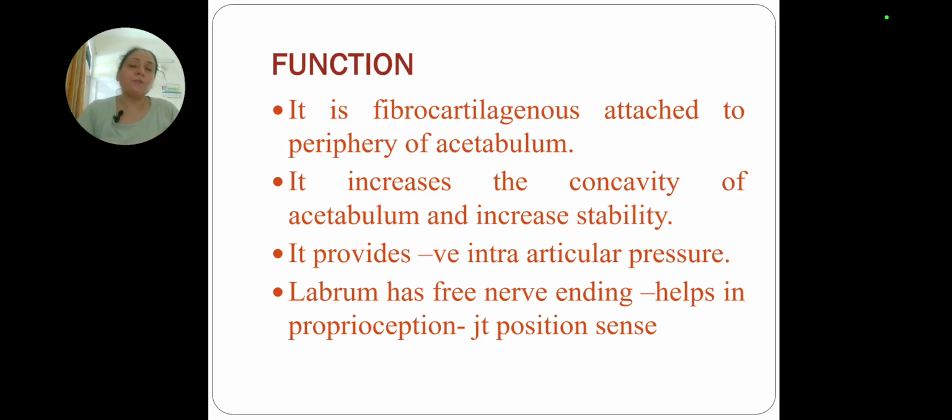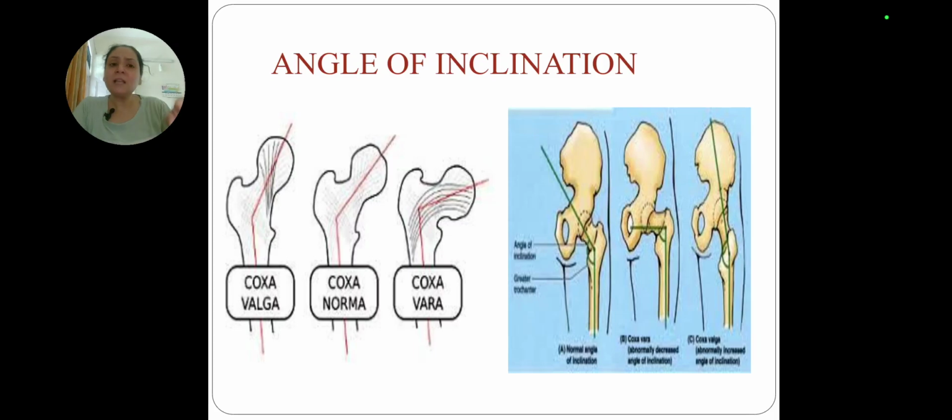Another important point over here is that it also has nerve endings. Because of that, it gives a joint position sense, or proprioceptive sense. This is a very important point. We covered it earlier, and in the shoulder also we will be covering this.